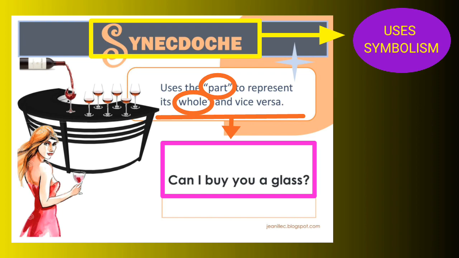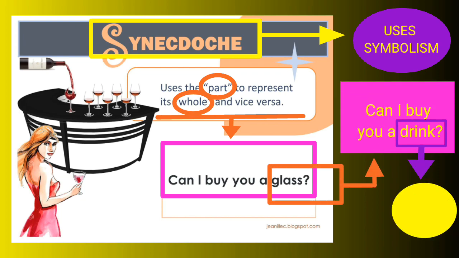the speaker asks if he or she can buy you a drink, mostly liquor. The idea of drinking requires you to have a glass, so when you buy a drink, it comes with a glass as a quantifier. Therefore, glass is part of drinking used to represent liquor.